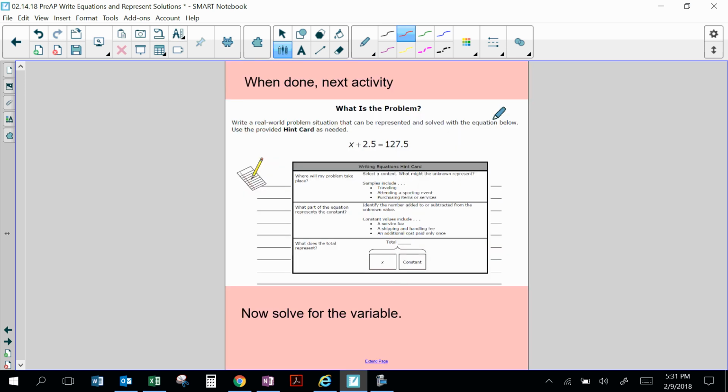So what you're going to do now is you are going to be given an equation such as this. Let me highlight it: X plus 2.5 equals 127.5. You're going to create a story situation, a word problem. Please make it funny if possible. I mean, we do want to have a good laugh. And then you're going to solve for X. So first you make a word problem, and then you solve it. I'll give you a hint of advice here.